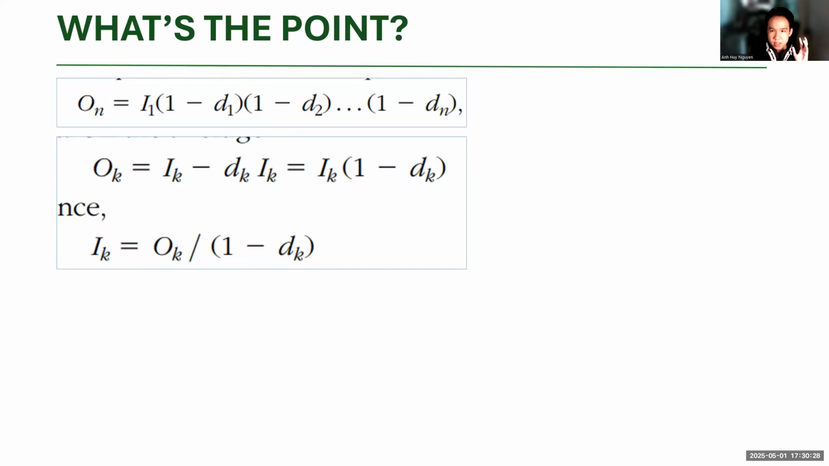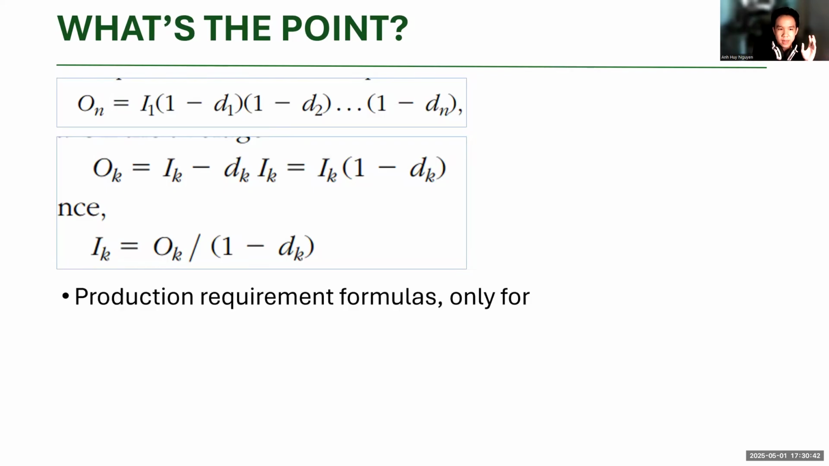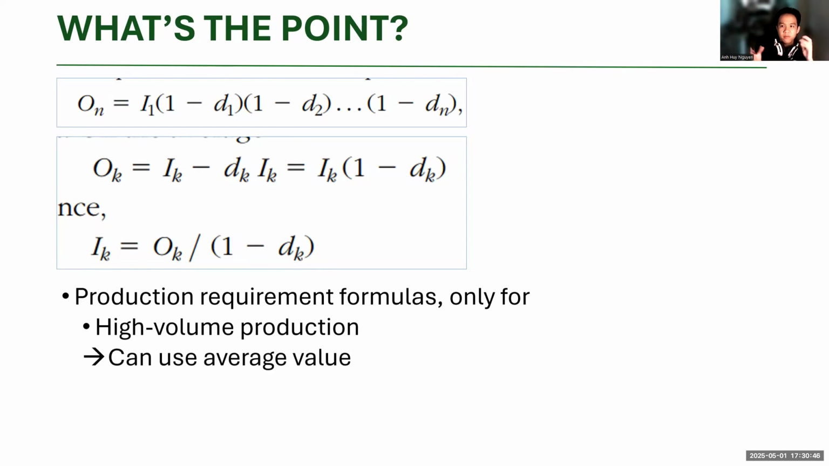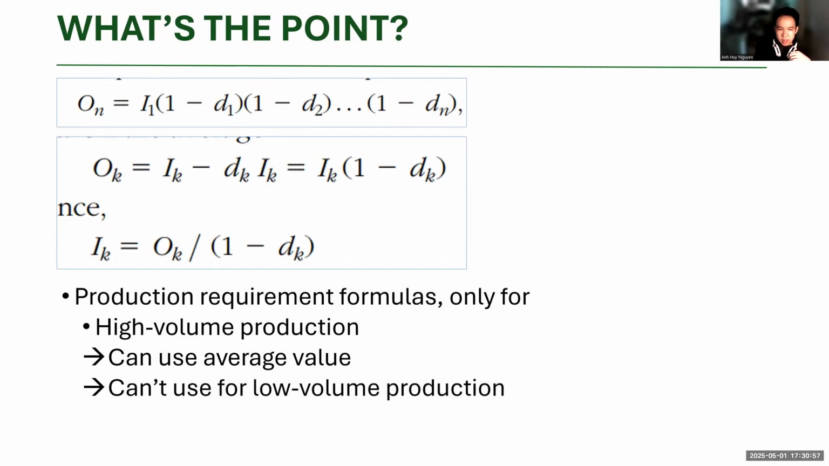I believe you guys still remember this formula from the previous video about calculating the production requirement, calculating the input and the output. You remember that? So these formulas are fine, but they can only be used for high volume production, because in high volume production, we can use the average value. But if we are operating in a low volume production environment, these two formulas are not suitable at all.